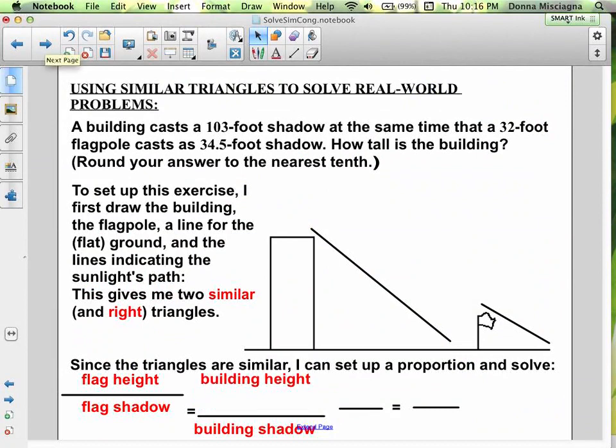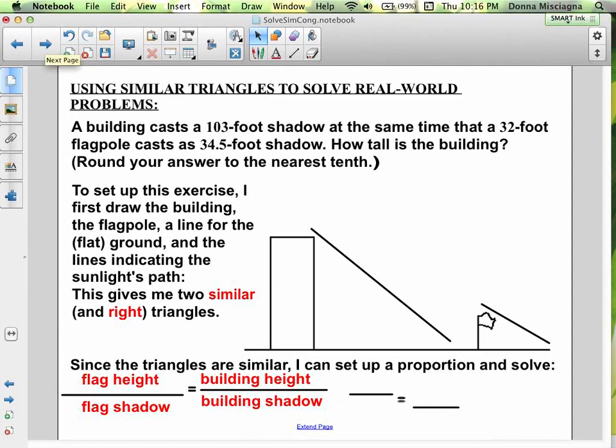But one of the best uses of similar triangles is to solve real-world problems. And there are a lot of real-world problems that couldn't be solved except indirectly through solving with similar triangles, right? Because if I want to know how tall a building is or how tall a mountain is, that's kind of hard to measure. But I can compare the similar triangles. I can compare corresponding parts, and I can solve. Because if two things are similar, their sides are going to be in proportion.